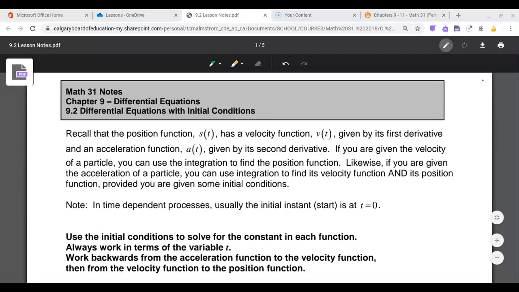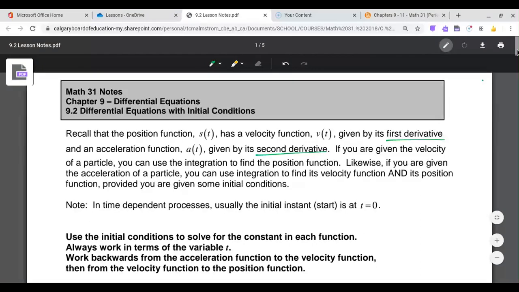Okay, 9.2, differential equations with initial conditions. So recall that the position function, s of t, has a velocity function, v of t, given by its first derivative, and an acceleration function, a of t, given by its second derivative.